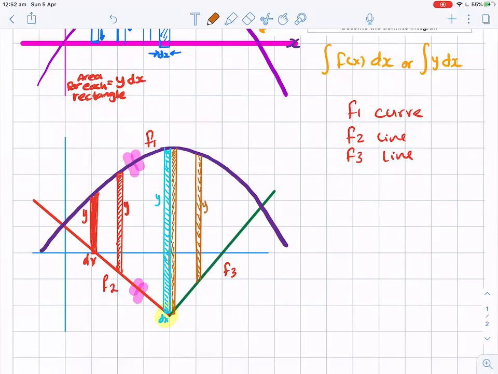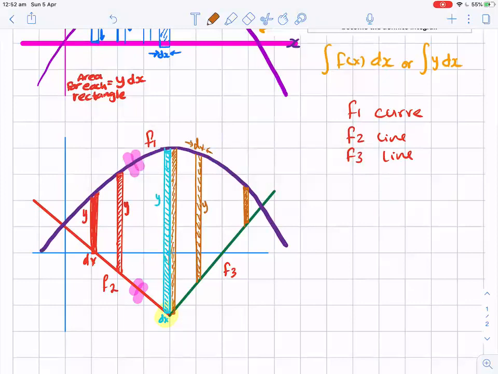So this is the y, this is the x, the width of it. And same here, we have this strip here, which is small. Right. So as I said, the way we deal with it is like we are adding up the area of the rectangles which is enclosed between these three functions. Okay.